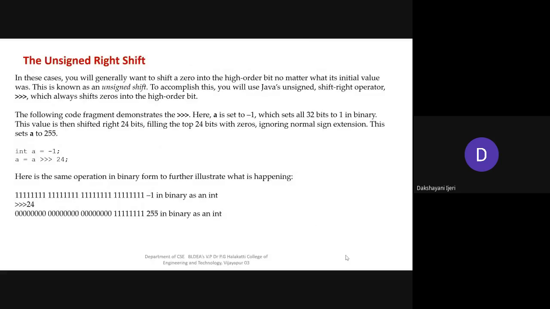Okay, so coming to the next one, where we are going for the unsigned right shift. The previous one, what we did, the right shift, is for the signed numbers, where you do it for both the positive as well as the negative numbers. In case you come across some characters or some notations where you have to do it only for the positive side, at that time you have to go for using the unsigned right shift. So in these cases, you will generally want to shift a 0 into the higher order bit, no matter what its initial value was.